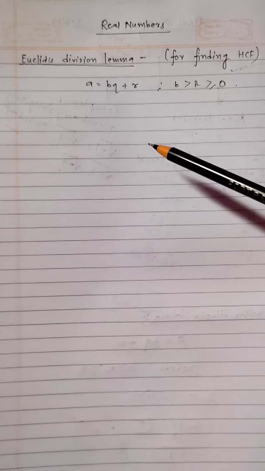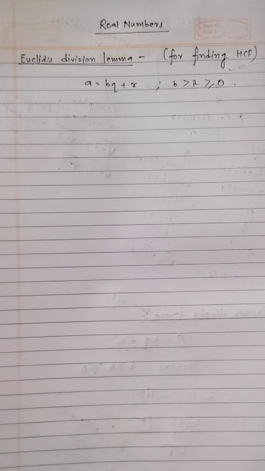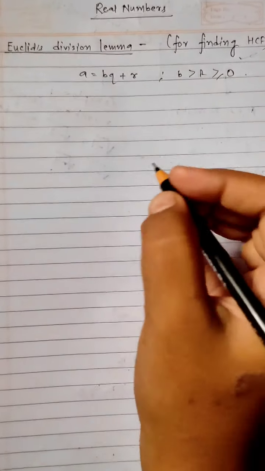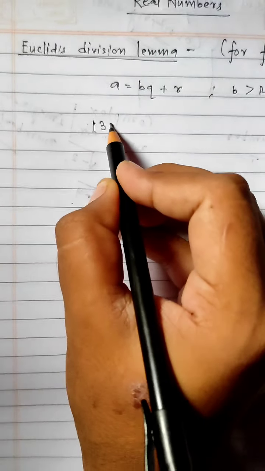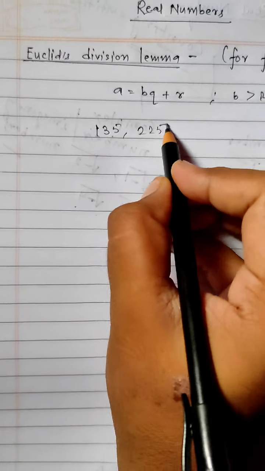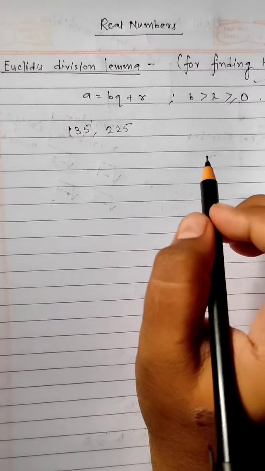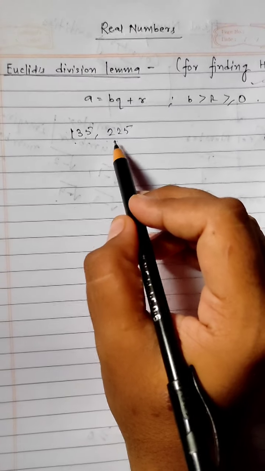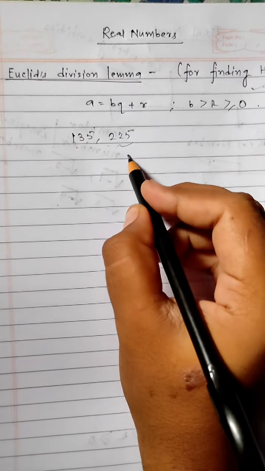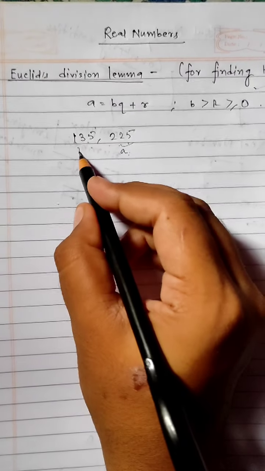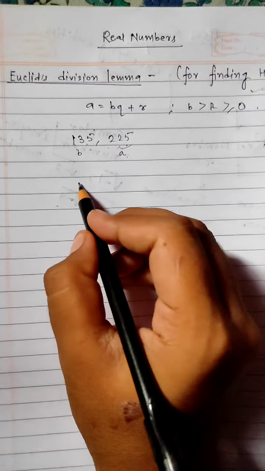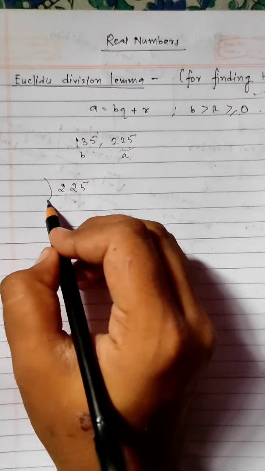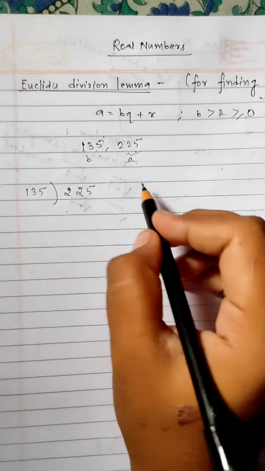The process is the same, but there will be repeated divisions. So let us take an example for understanding this. Let the given two numbers be 135 and 225. I have already told you that before calculating anything we need to compare both numbers to see which one is greater. Obviously 225 is greater, so it becomes A and this becomes B. So now let us divide these two numbers. This will be your dividend, this will be your divisor.